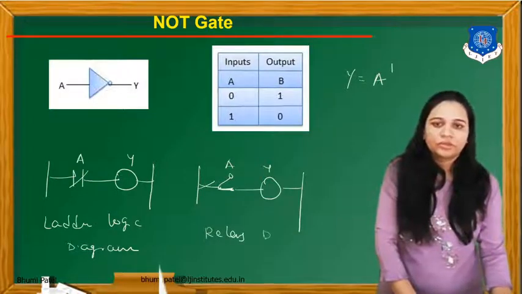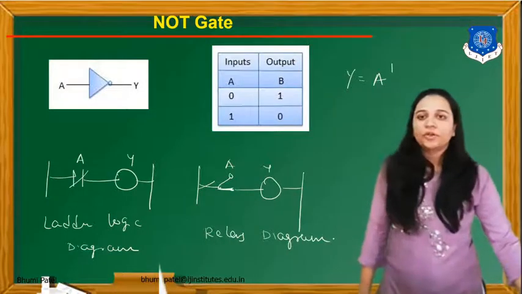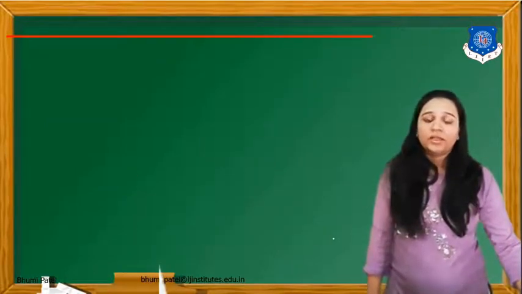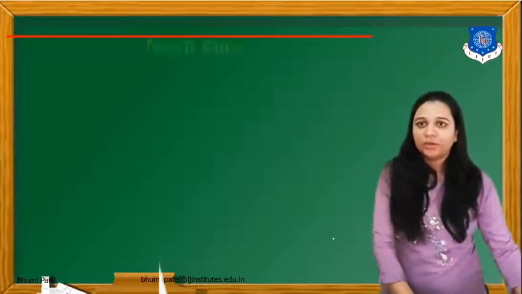So this is my relay diagram of the NOT gate. So what is the application of the NOT gate? If we need to invert the output, that time we can connect the NOT gate.